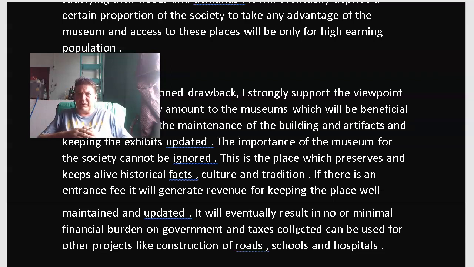"In conclusion, even though there are some negative aspects to charging entrance fees to the museum, the benefits associated with it outweigh." Benefits outweigh. You do this, I guess like the fourth or fifth time I've noticed this. You have a plural subject, does not take the S in third person singular. So, the benefits associated with it outweigh the drawbacks. Outweighs.